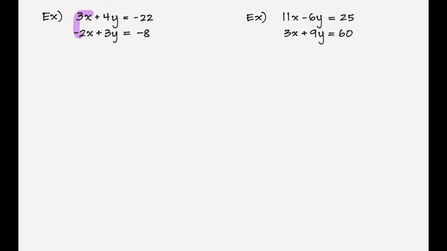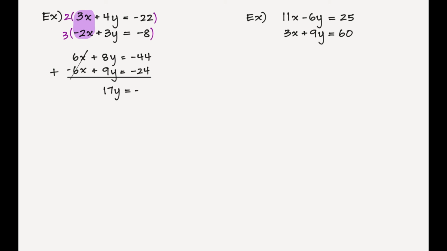And so I'm going to multiply my top row by 2, and I'm going to multiply my bottom row by 3, and that's going to leave me with 6x plus 8y is equal to negative 44. And then my bottom row is negative 6x plus 9y is equal to negative 24. I can now go ahead and combine both rows just by adding straight down, and that leaves me with 17y is equal to negative 68. I'll divide both sides by 17, and y is equal to negative 4.